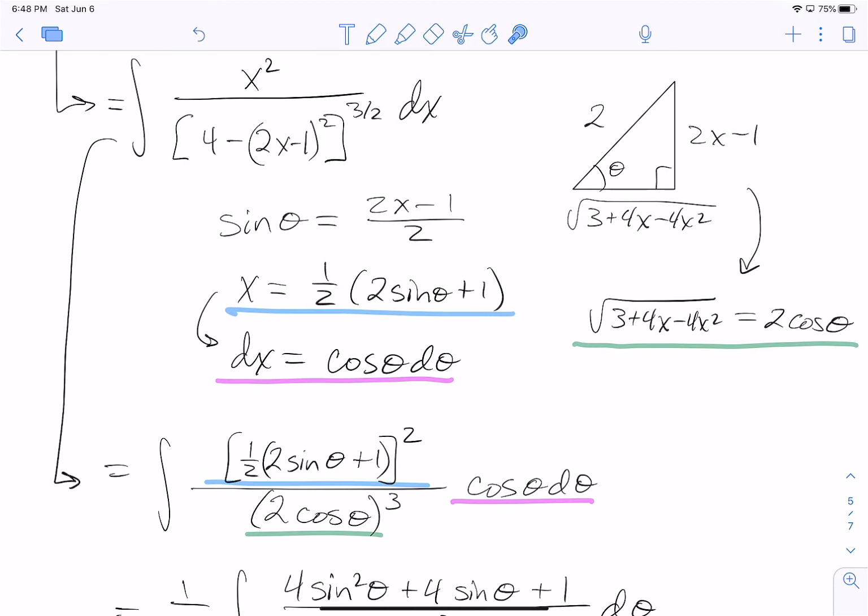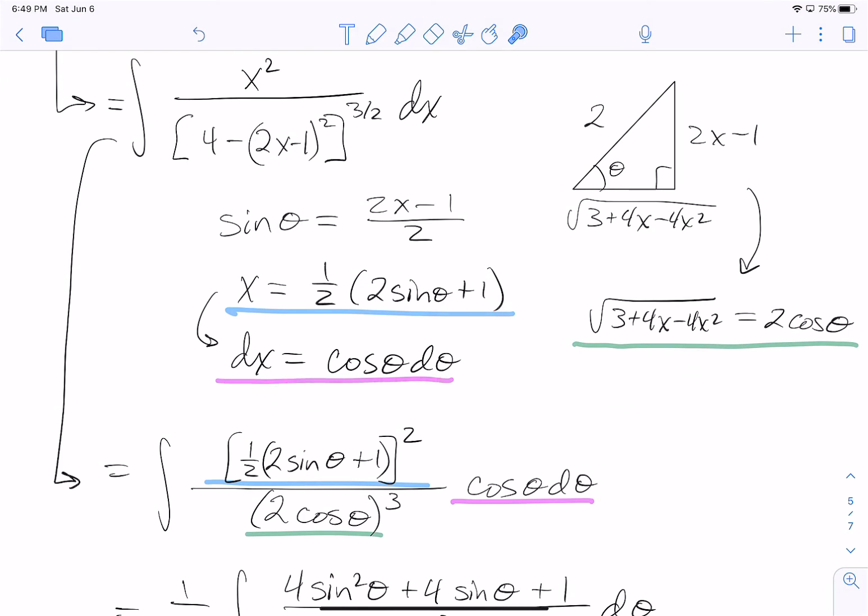So how'd we do? The denominator, the base, is 4 minus (2x minus 1) quantity squared. So 2x minus 1 is going to be the vertical side of our triangle. The hypotenuse is going to be the square root of 4, so 2. Because I have a subtraction in that radical and the variable is coming second, I know I'm using the sine of theta. So sine theta is equal to (2x minus 1) over 2, which means that x is equal to 1/2 times the quantity 2 sine theta plus 1.